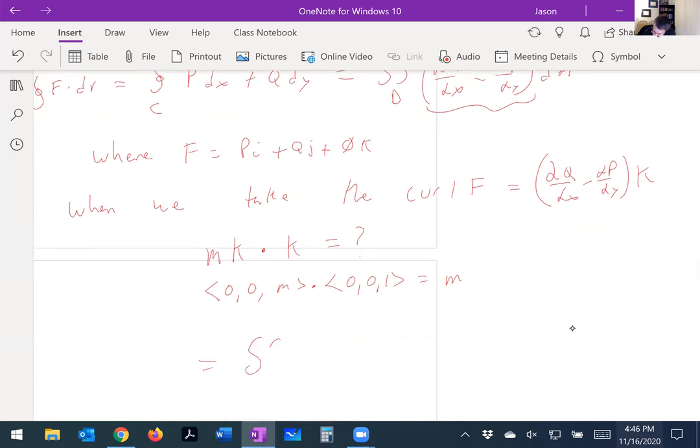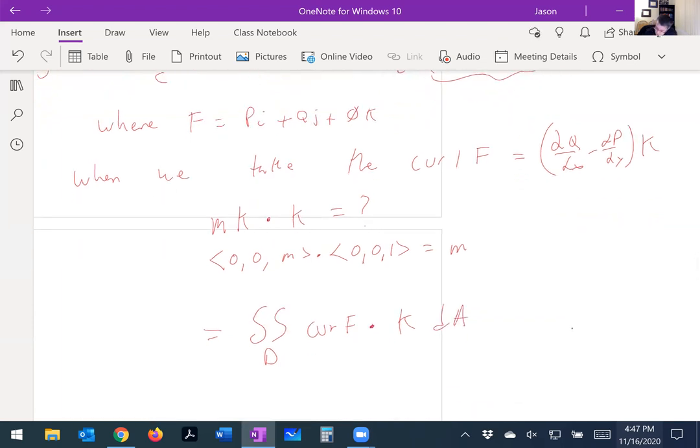Well, I just say, hey, you know what? Let's just do the double integral of the curl of F dotted with k dA, and that's how I can represent Green's theorem in vector form using the curl. There's an L there I left off. So this is just another way to write Green's theorem, because the curl of F dotted with k is this thing here. And so this is just the vector form of Green's theorem.